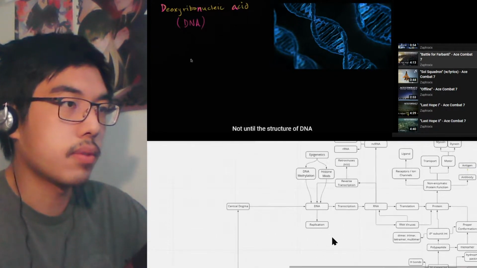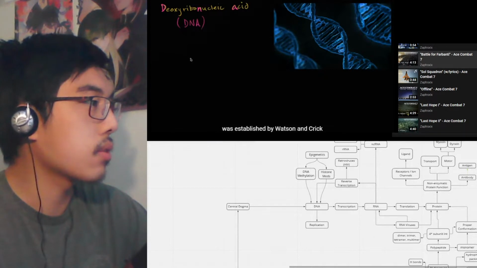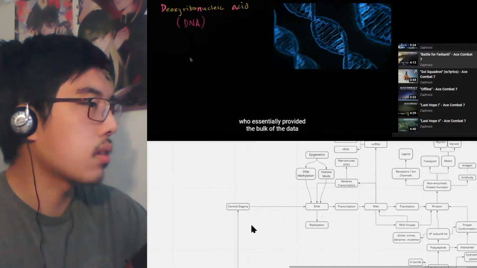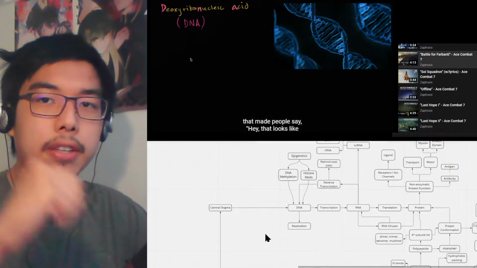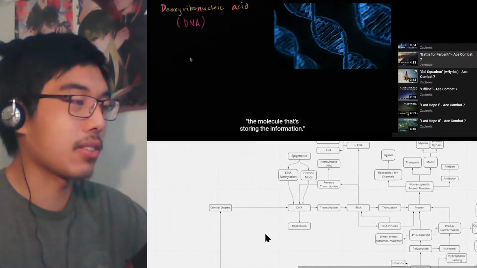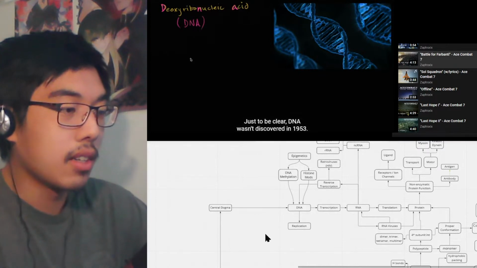Not until the structure of DNA was established by Watson and Crick. And their work was based on the work of many others, especially folks like Rosalind Franklin, who essentially provided the bulk of the data for Watson and Crick's work, Maurice Wilkins, and many other folks. It was really Rosalind Franklin, shout out again. Rosalind Franklin, let's go. DNA was discovered in the mid-1800s.